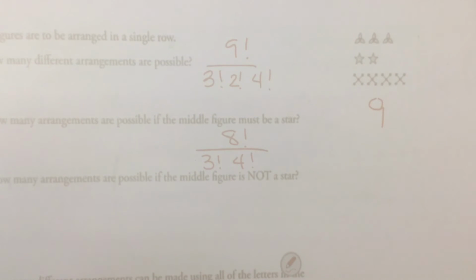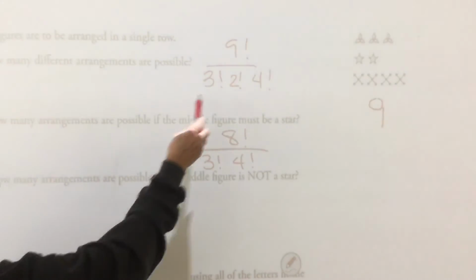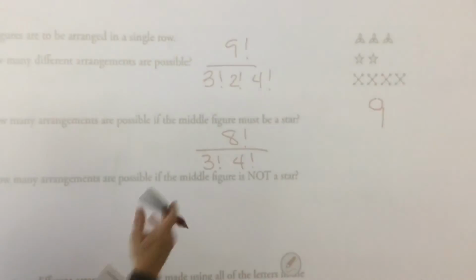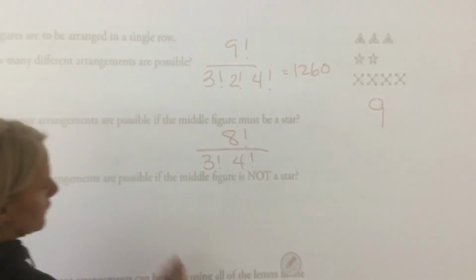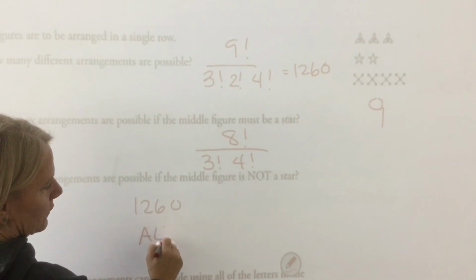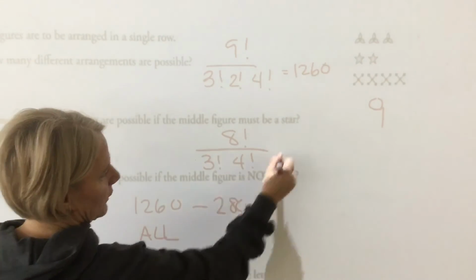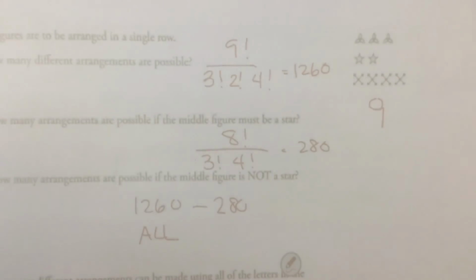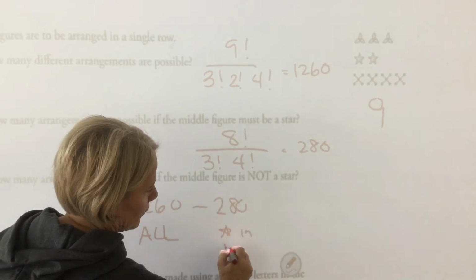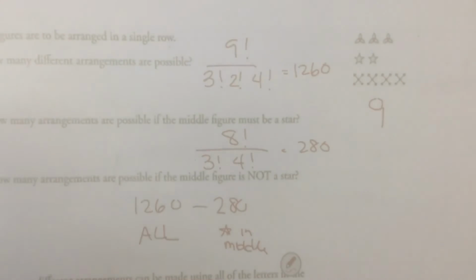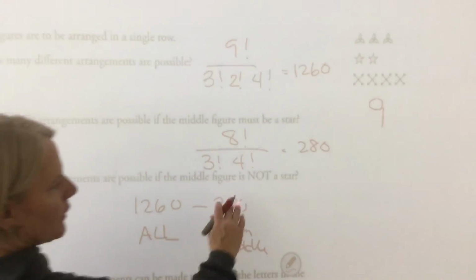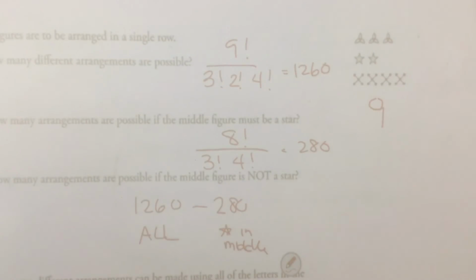And then how many arrangements are possible if the middle figure is not a star? Then I can think about my answers to both part A and B. So if this is all the arrangements, which I believe is 1260, I'm going to take out the number that have that star in the middle, which was 280. So then this would be star in the middle. You can think of it like a subtraction problem. Instead of trying to count all the ones where you don't have a star, we'll just take what we have already, the total minus if it is in the middle.